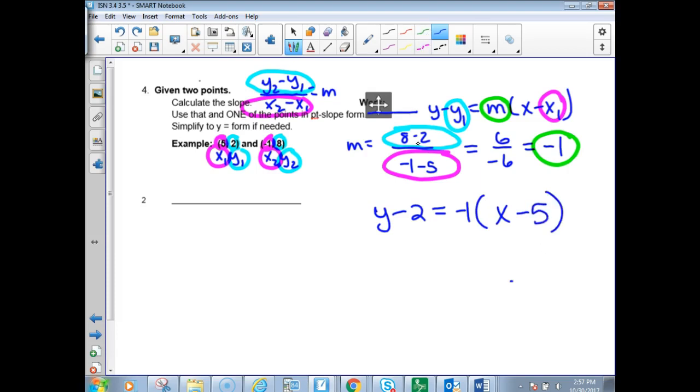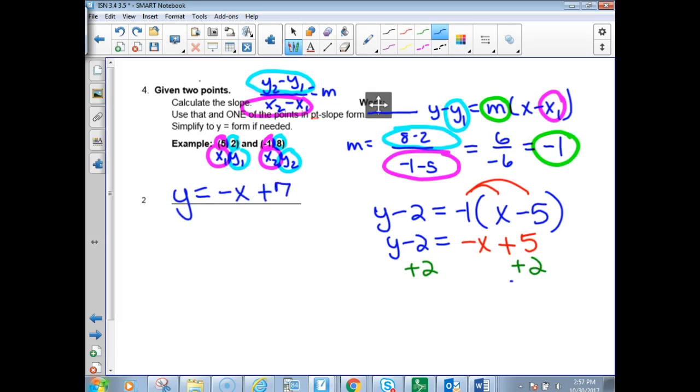Okay, substitute those in. Now I'm going to distribute the negative 1 on the right side. Multiply this out. I get negative x plus 5, or negative 1x. If you want to write a 1 there, that's okay. The next step would be to add 2 to both sides to get it in y equals mx plus b form. So y equals negative x, and then 5 plus 2, of course, is 7. So negative x plus 7.